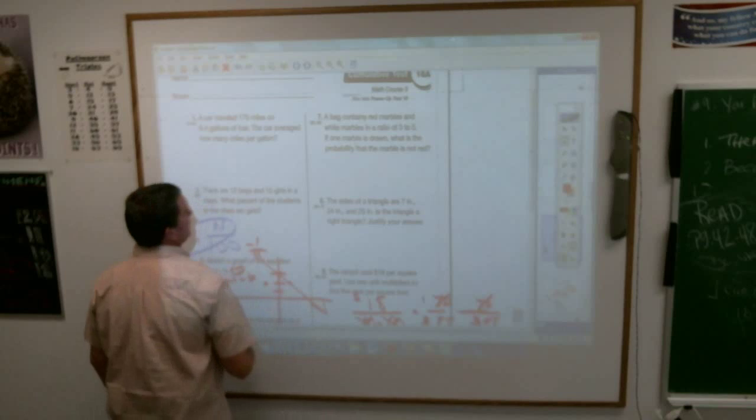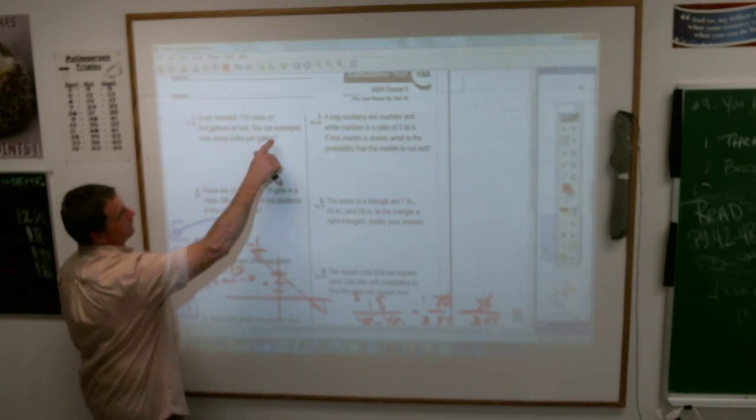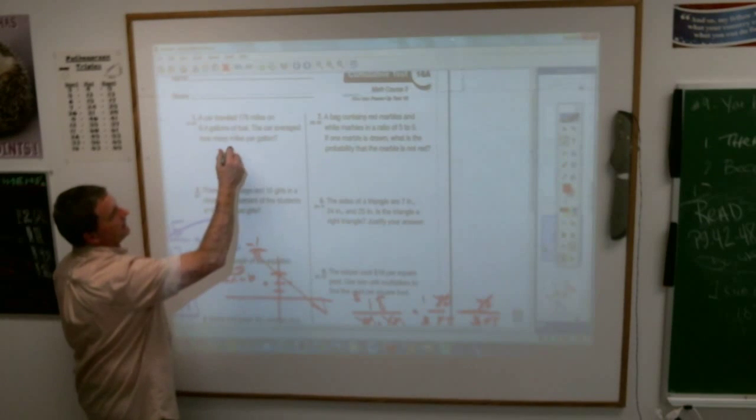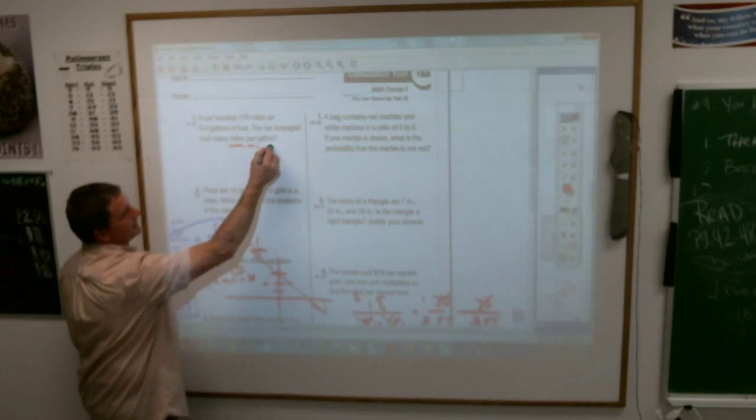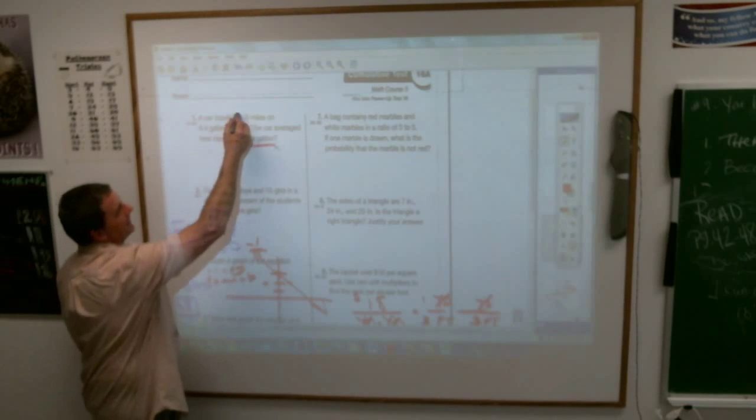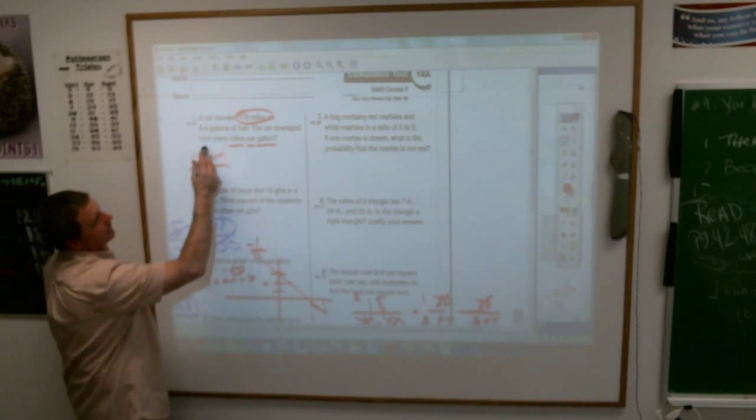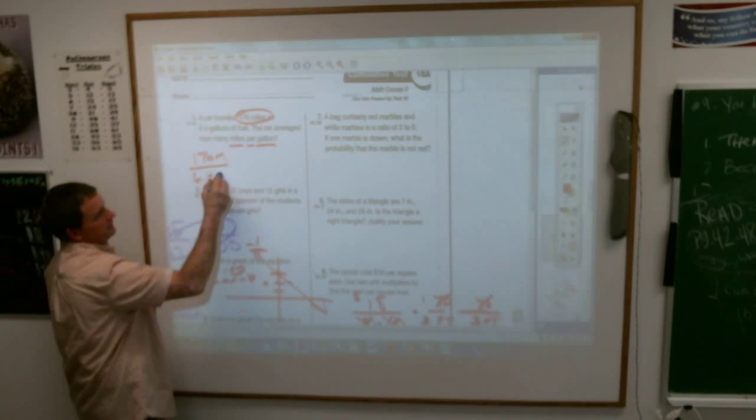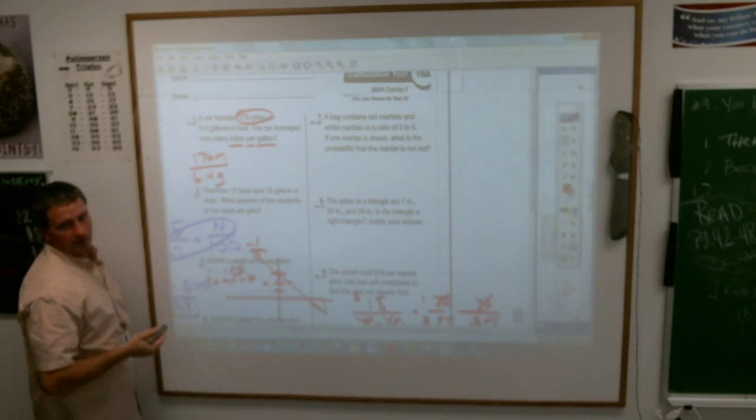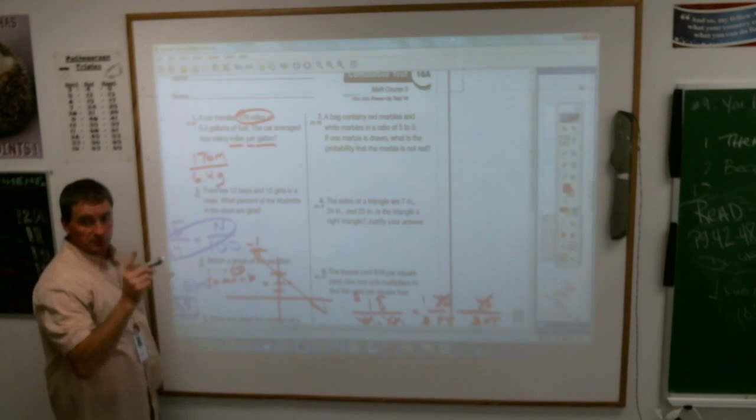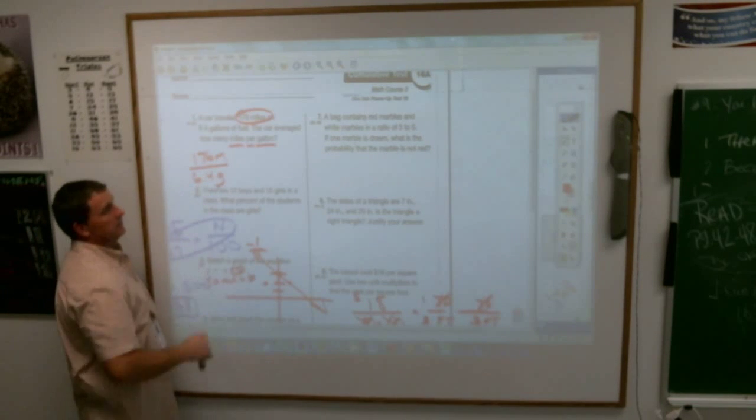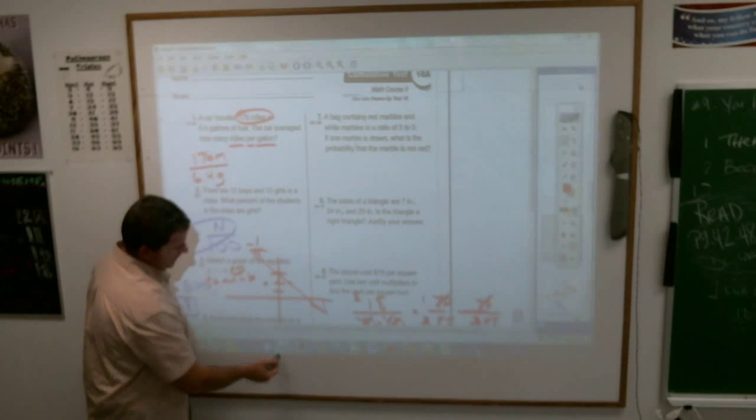And here's the key to number 1, Grace. Look at what it asks you for. The car averaged how many miles per gallon? Miles, 176 miles per 6.4 gallons. And you just need to divide that out, and it will be in how many miles per 1 gallon. Divide 6 into 176. And you're home free.